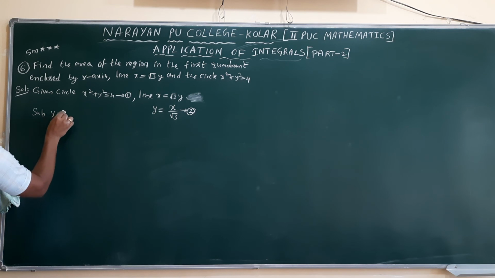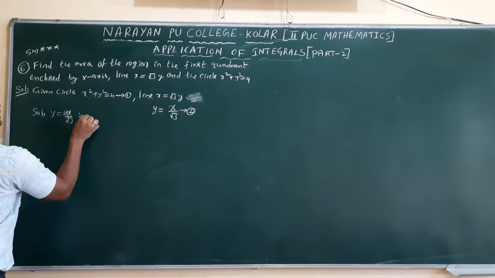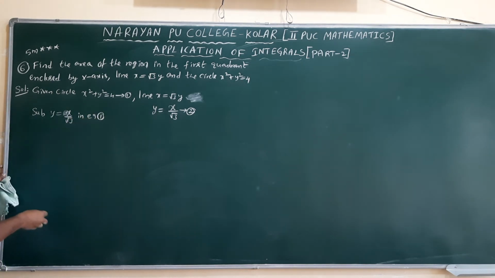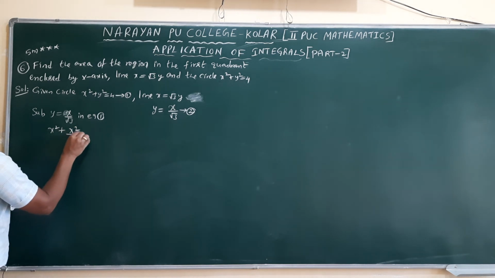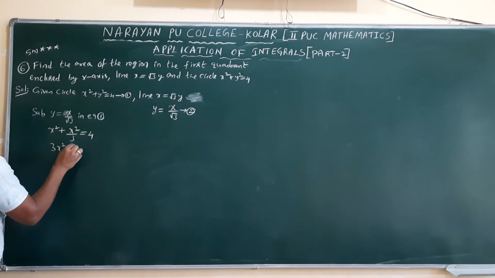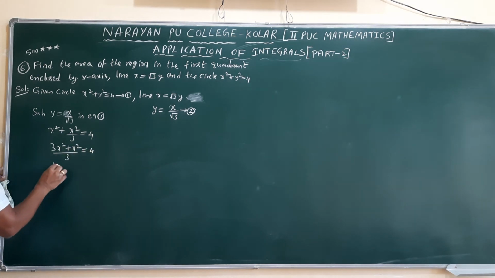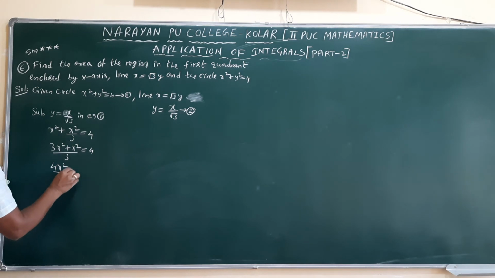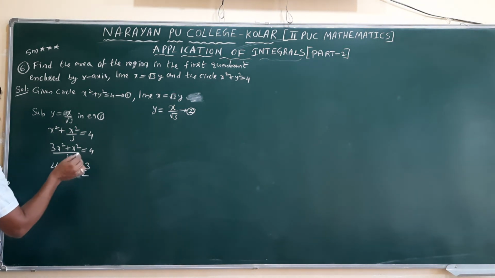Substitute y is equal to x by root 3 in equation 1 in the place of y. So x square plus x square by 3 equal to 4. Taking LCM, 3x square plus x square by 3 equal to 4. 4x square by 3 equal to 4, cross multiply, that is 12. Now 4 ones are 4, 3s are 3.